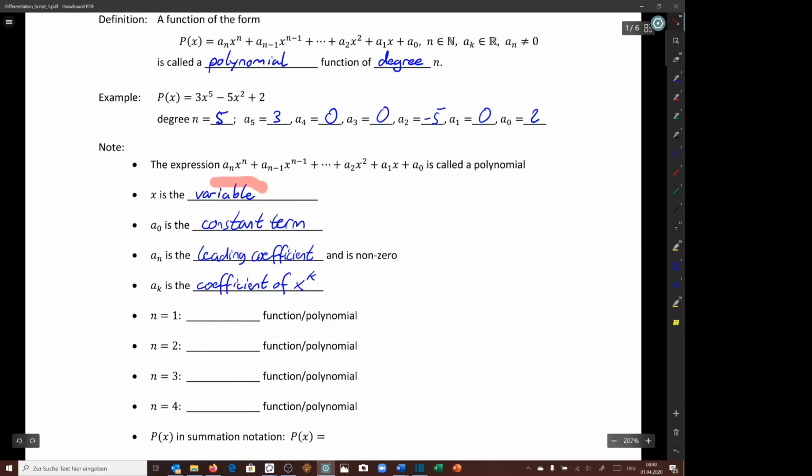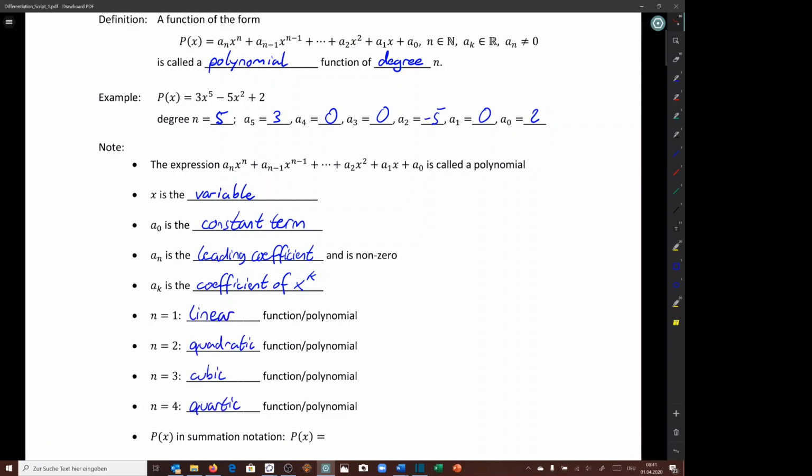X is the variable. A0 is the constant term. An is the leading coefficient, the first one here, so it's the leading one, and it has to be non-zero. And ak is then the coefficient for the term with x to the power of k. So for example, a2 is the coefficient that stands in front of the x to the power of 2.